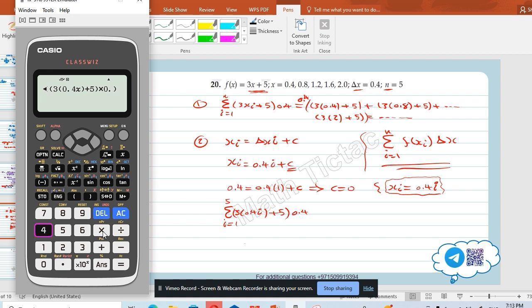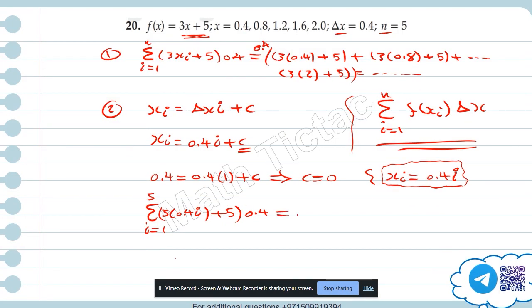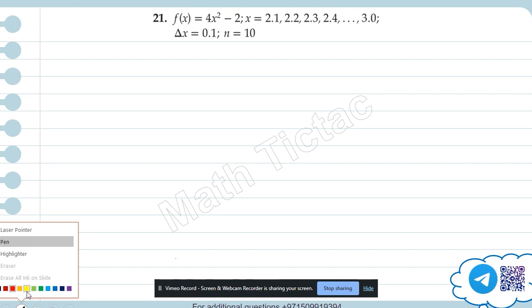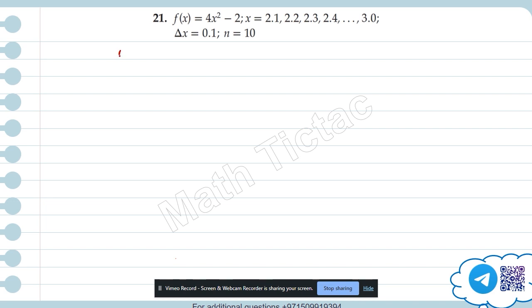So in here we have f of x, which is equal to 4x squared minus 2. And then here we have the values of x. So in here n is equal to 10. Actually, for using the first method, it takes a lot of time, because substituting 10 values will take a lot of time. So the sum from i equals 1 to 10 of 4 xi squared minus 2, multiplied by delta x, which is 0.1.